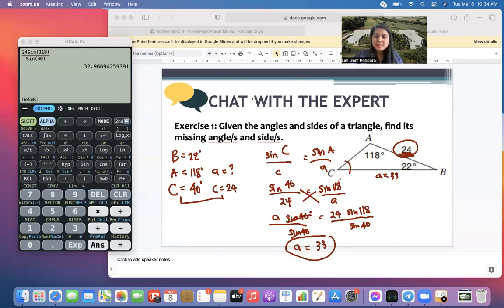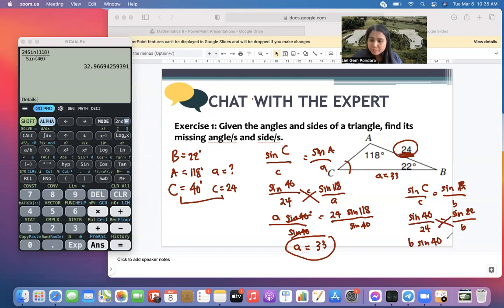Now let's solve for side B. We have sine C over C equals sine B over B. So sine C. While I'm writing here, you start answering. We have sine B is 22 over side B. Cross multiply, we have B sine 40 equals 24 sine 22. Divide both sides by sine 40. What's the answer for side B?